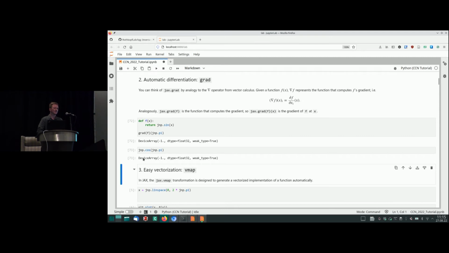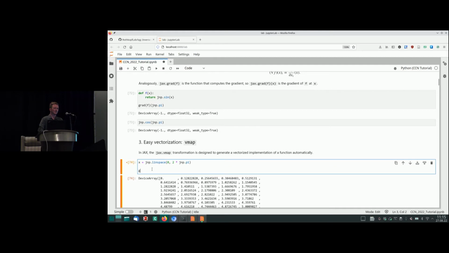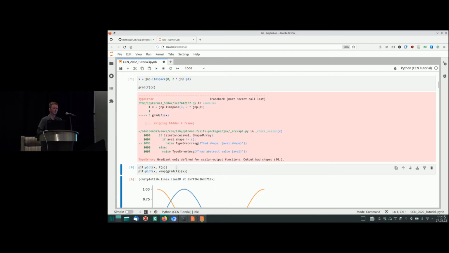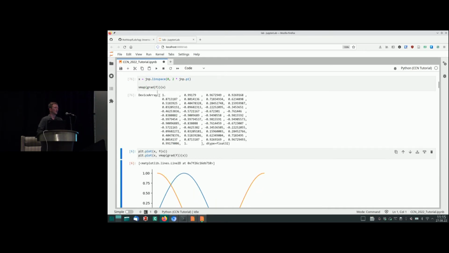Another thing that JAX does for you is you can easily vectorize your code. In addition to this gradient computation, you can also vectorize your code. For example, if I now want to take a whole array of points, like 100 points, and put it into this gradient of f, then JAX tells me that this doesn't work because the gradient is only defined for scalar inputs. So I take the vmap of this gradient function, and what I get is an output for the whole array. So I have actually vectorized this function.